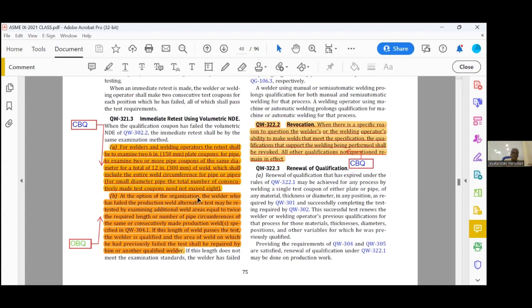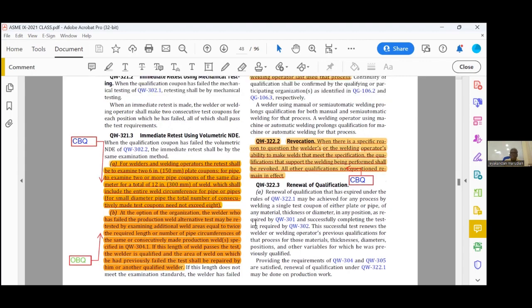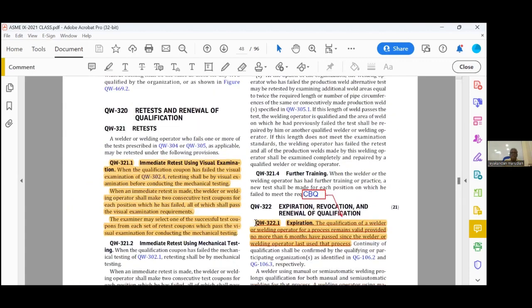At the option of the organization, the welder who has failed the production weld alternative test may be retested by examining additional weld areas equal to twice the required length or number of pipe circumference of the same or consecutively made production weld. If this length of the weld passes the test, the welder is qualified and the area of the weld on which he had previously failed shall be repaired by him or another qualified welder. It is open book.